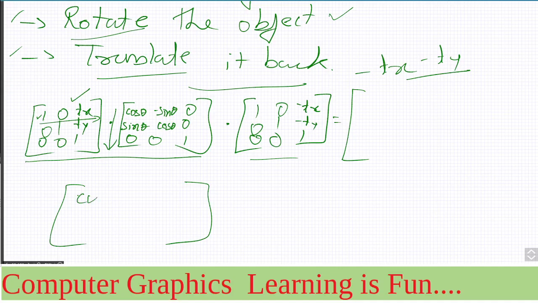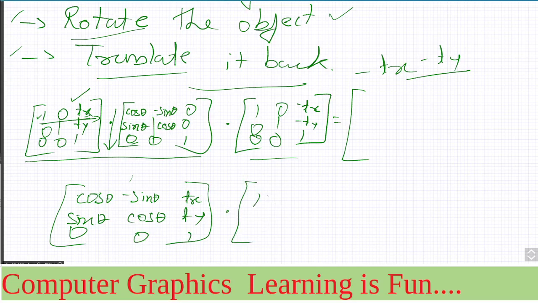What are you getting? Cos theta only. Yeah? Tx multiplied by 0, right? Okay. This column, it is minus sin theta, and done. Here you will get tx. Then sin theta, cos theta, ty, 0, 0, 1. Okay, now you will multiply it with 1, 0, minus tx, 0, 1, minus ty, 0, 0, 1. What will be the result?